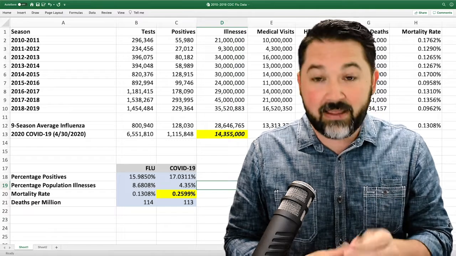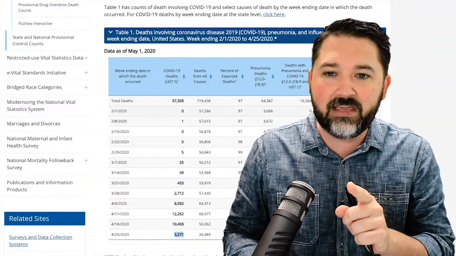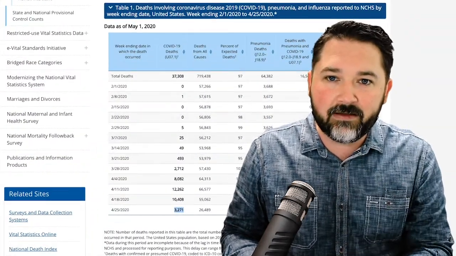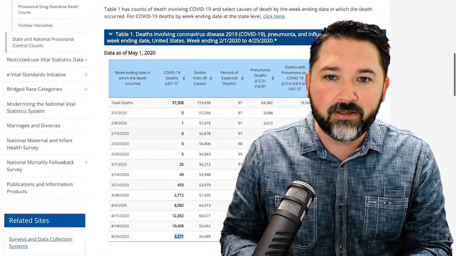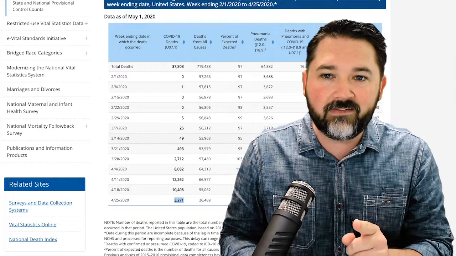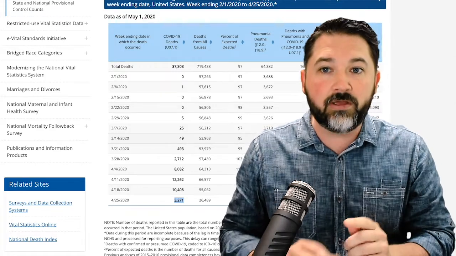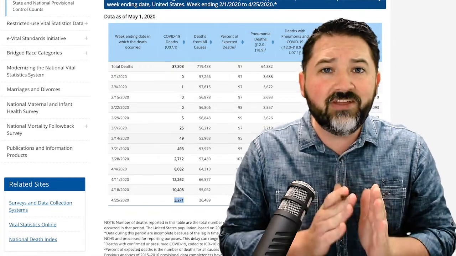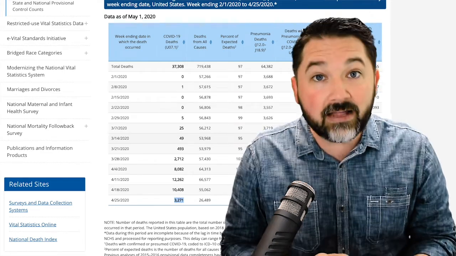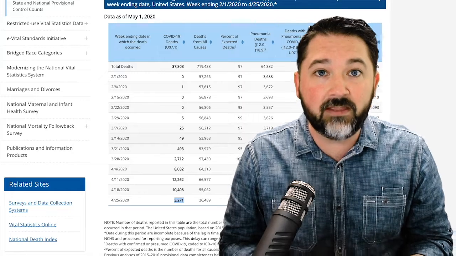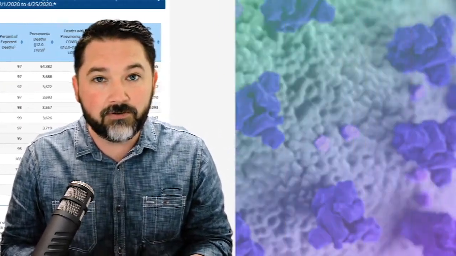I just wanted to go back to this page and keep track of this CDC provisional death count, because that's a really, really important number. Again, currently the CDC, per death certificates, is reporting a true COVID death number of 37,308, not the over 65,000 that you're going to hear tonight on the news. Again, I hope this is helpful.